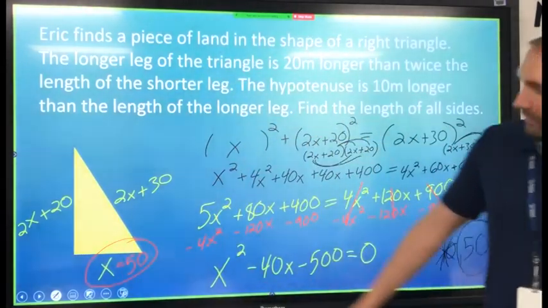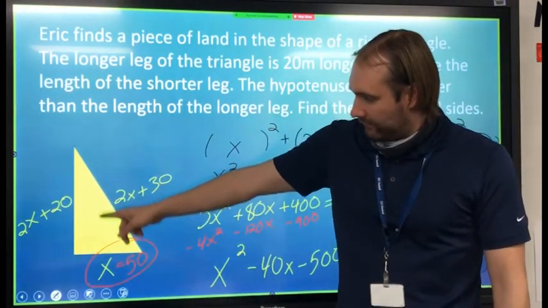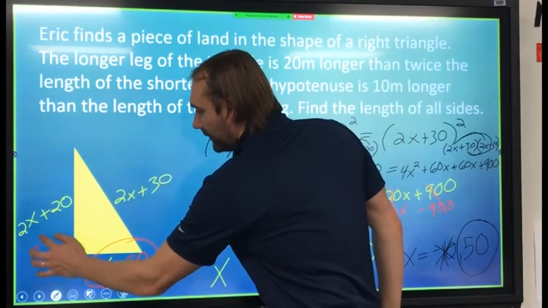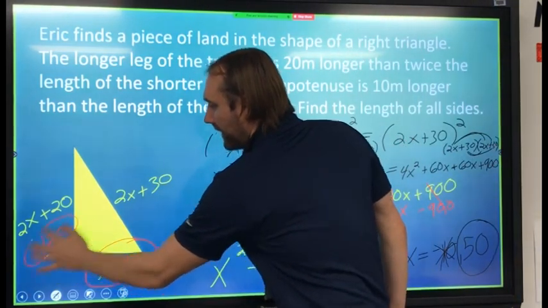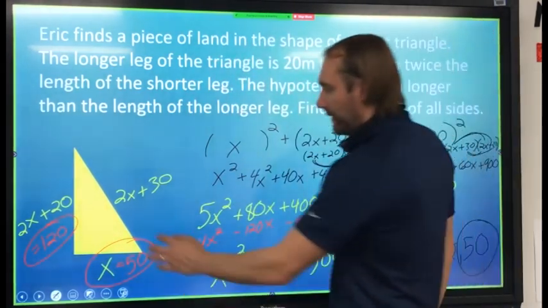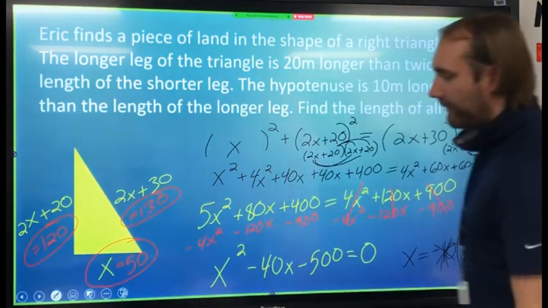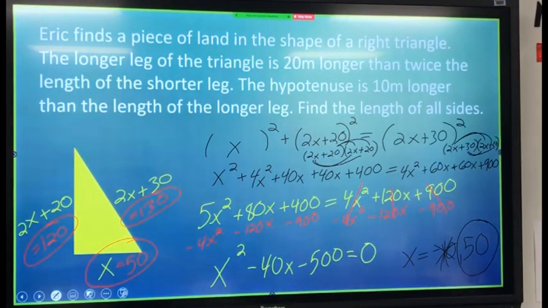And 2 times 50, what's my long side? 100. So it's 100 plus 20, 120. And last but not least, what's the hypotenuse? 130. So my three sides are 50, 120, and 130.